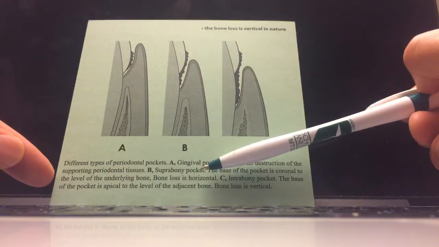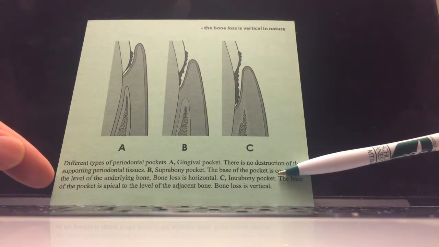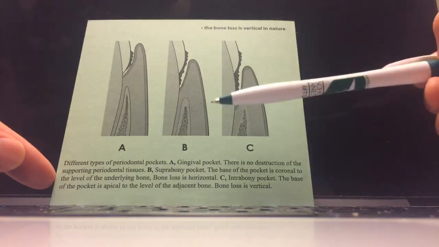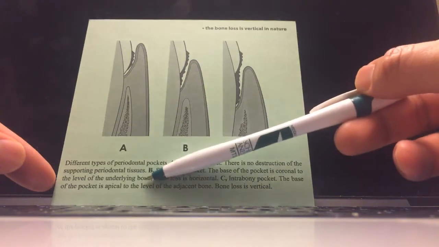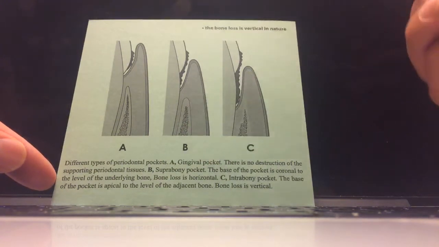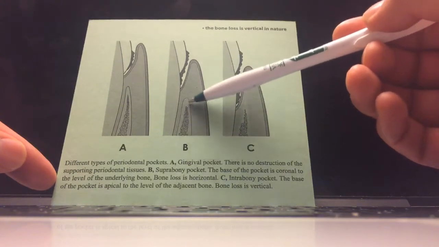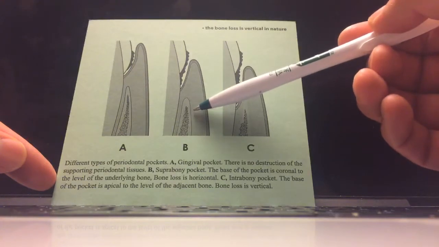B is a suprabony pocket. The base of the pocket is coronal to the level of the underlying bone. Here is the underlying bone. The base of the pocket is up here, above the underlying bone.